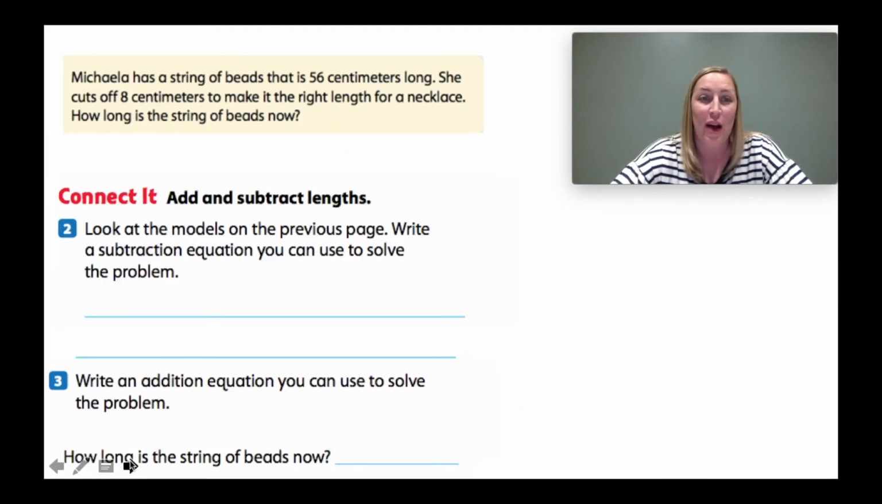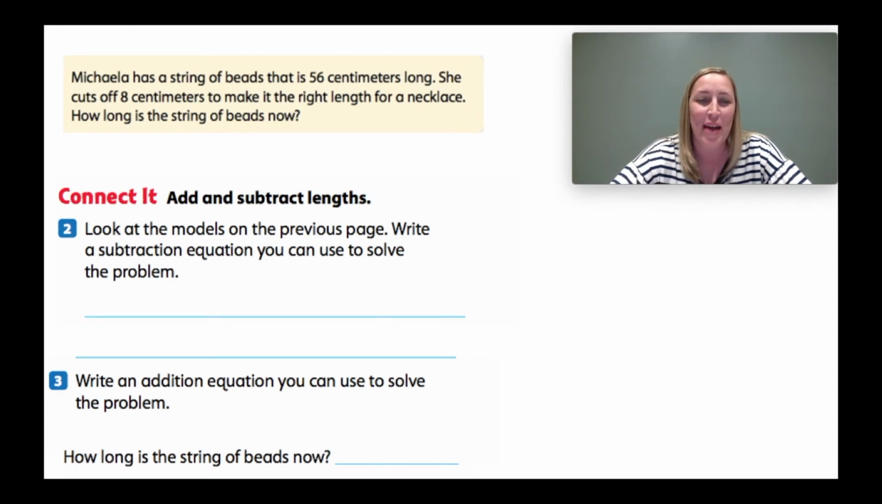So I want you to think about the models that I just showed you, and I want you to write a subtraction equation. Pause the video and write your subtraction equation. Alrighty, if you wrote 56 centimeters take away 8, you are correct. Now take that and I want you to turn it into an addition equation you can use to solve your problem. So pause the video.